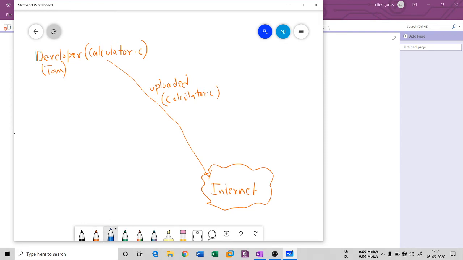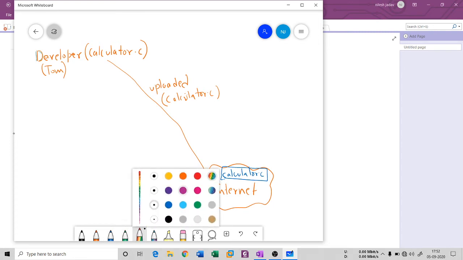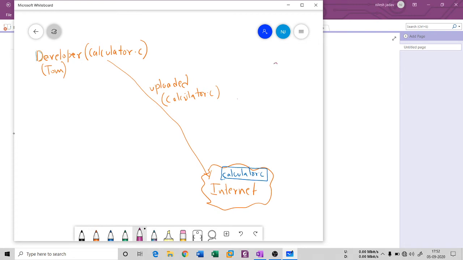So let me take another pen. Now calculator.c is here in the internet, somewhere in GitHub or somewhere, right? Now what will happen? You see, now some attacker will come. This is the attacker. This attacker takes this calculator.c onto his computer, okay, for some malicious intent. He just takes this calculator.c and modifies it. So the name is calculator.c itself, but he modified it and re-uploaded it to the internet.